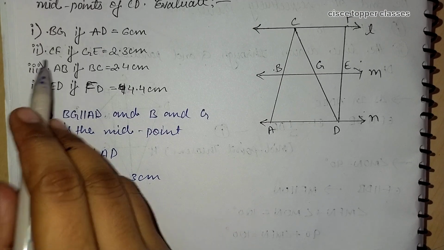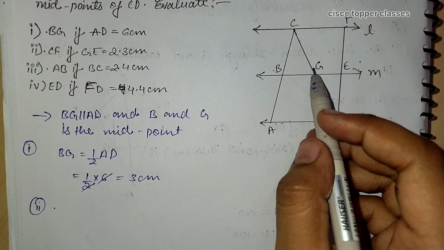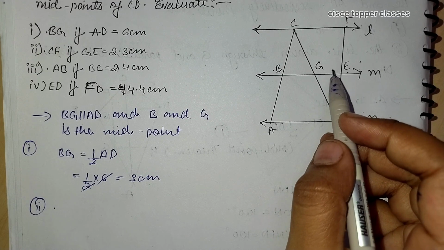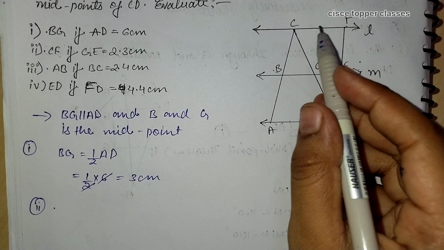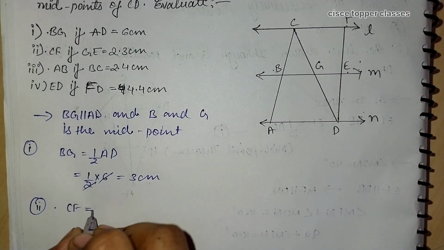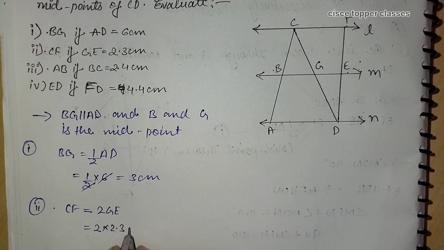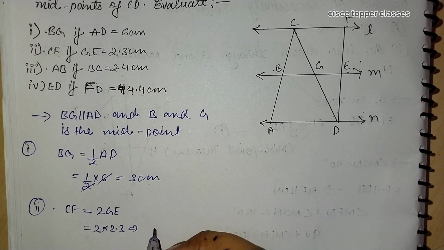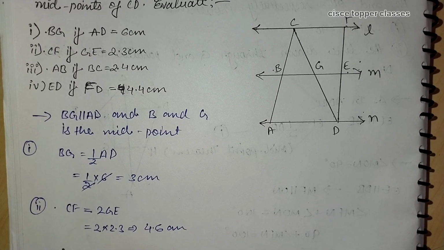Now let us find the second part. We have to find the value of CF. We have G and E as the midpoints, so by the midpoint theorem, CF is double of GE. So we can write CF is equal to 2GE, which will be 2 into 2.3, that is 4.6 centimeters.